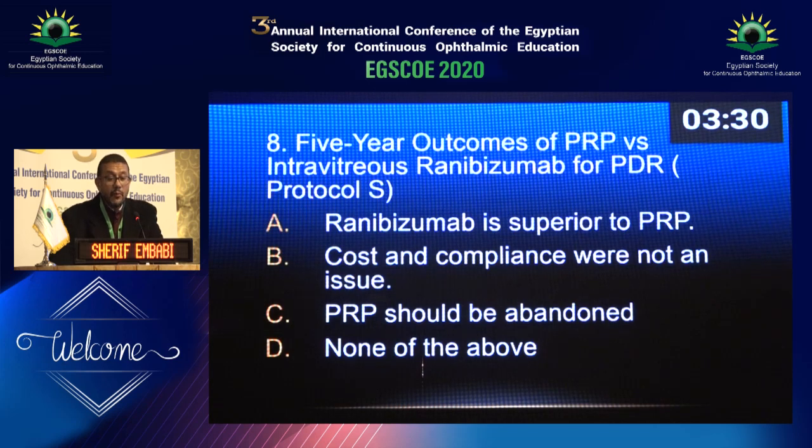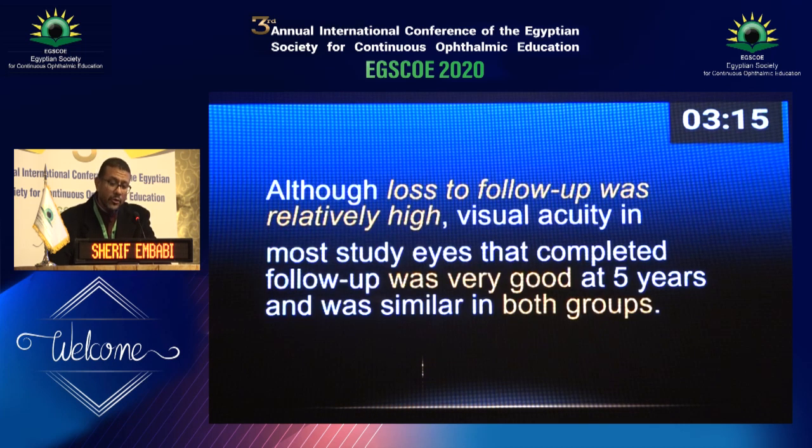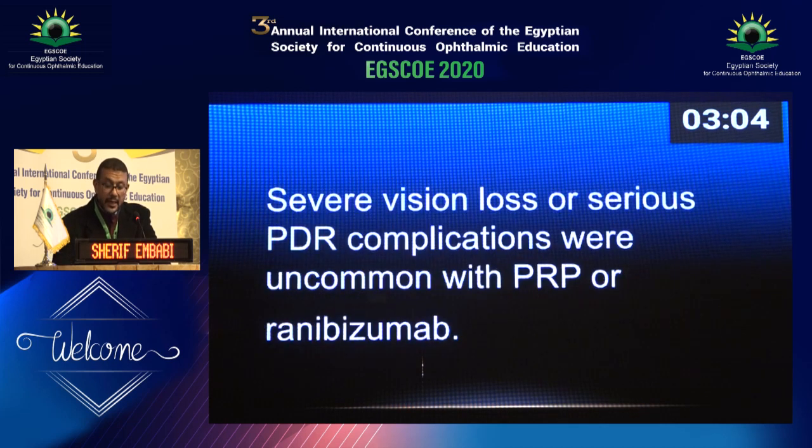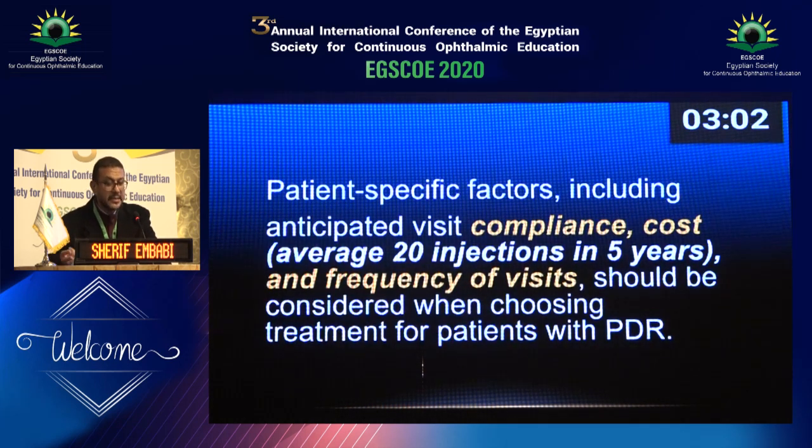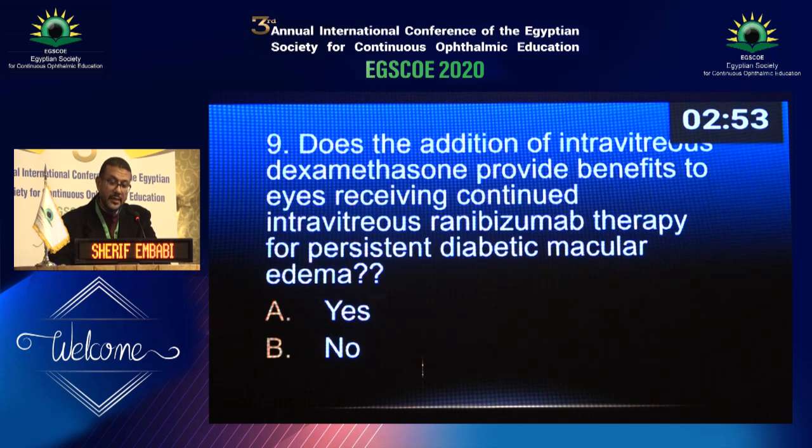Number 8, what about the 5-year outcome of PRP versus intravitreal ranibizumab? Now people are trying to avoid PRP, but is this the best thing for patients in Egypt? Should we only inject ranibizumab every month or every 2 months with the cost and the compliance and the risks of infection? Although the loss of follow-up was relatively high in this study, the visual acuity was almost the same at 5 years in both groups. So we have to tailor our treatment to the compliance, the cost, and the frequency of the visits. So again, I think PRP still is the most appropriate way to treat PDR in patients in Egypt.